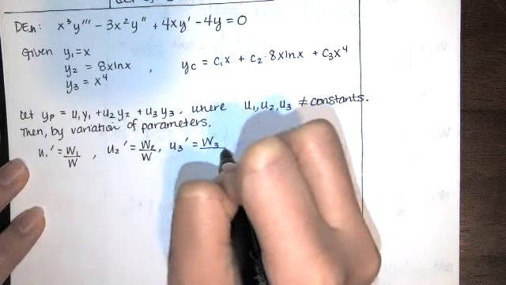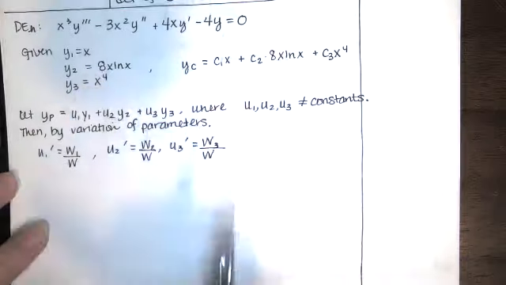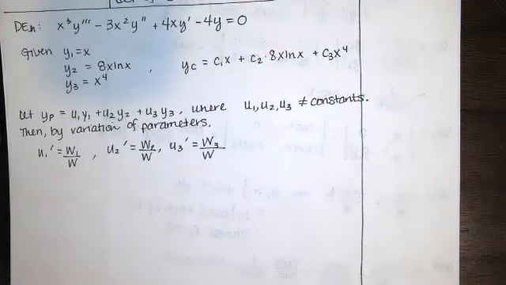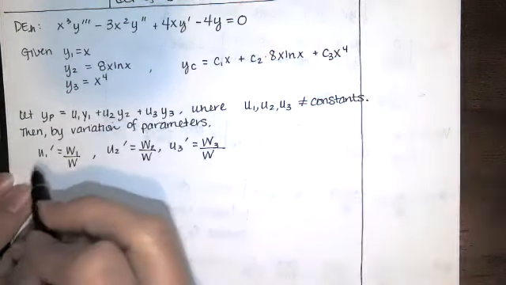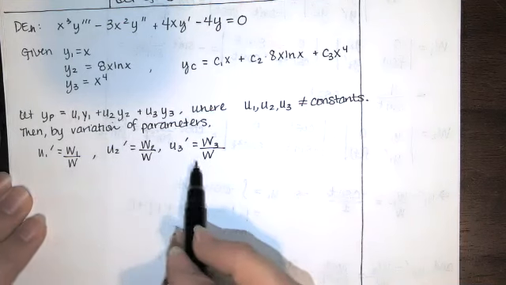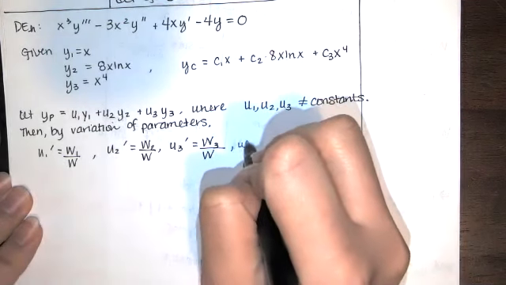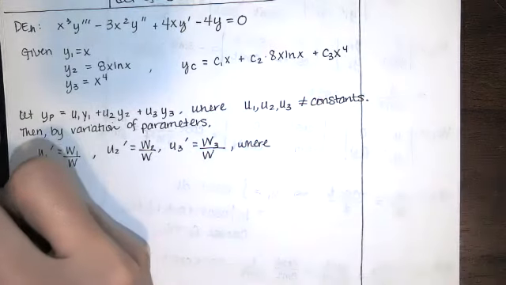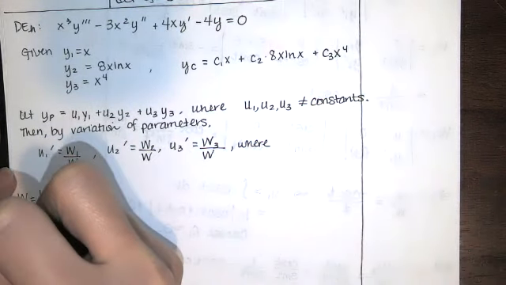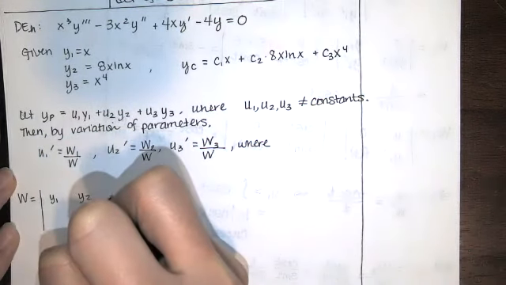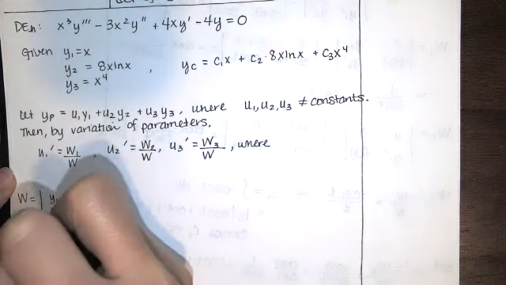Where w is the Wronskian of our 3 linearly independent solutions, and w1, w2, and w3 are related to the Wronskian, but we replace one of the columns with 0, 0, and a function we'll call f of x, which we will identify later. So we're going to say that u1 prime, u2 prime, and u3 prime satisfy these equations, where w is the Wronskian. So remember, the Wronskian is a 3×3 determinant.